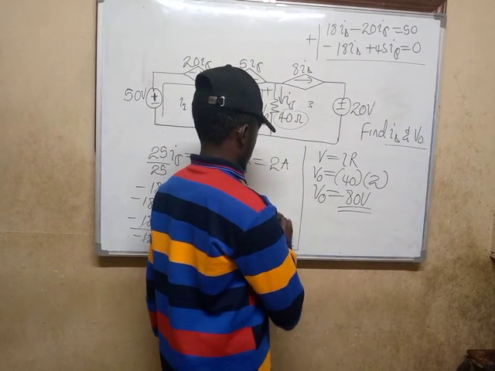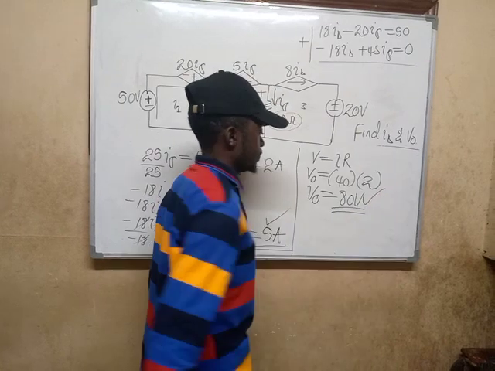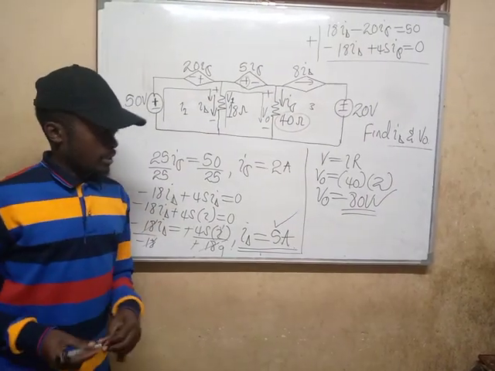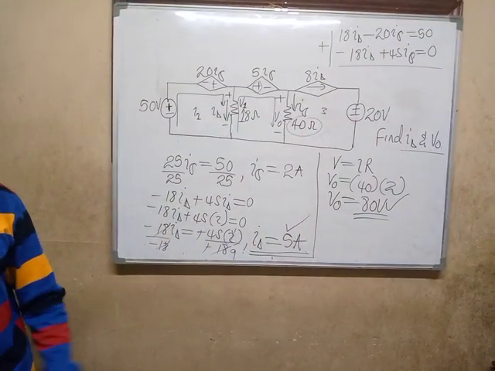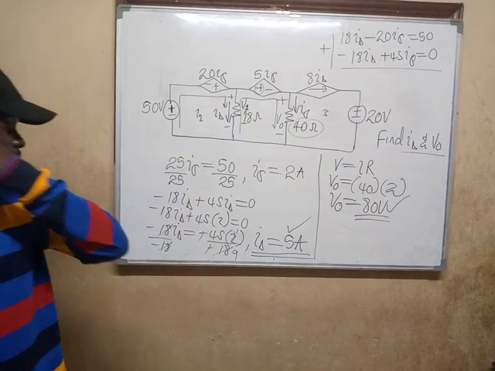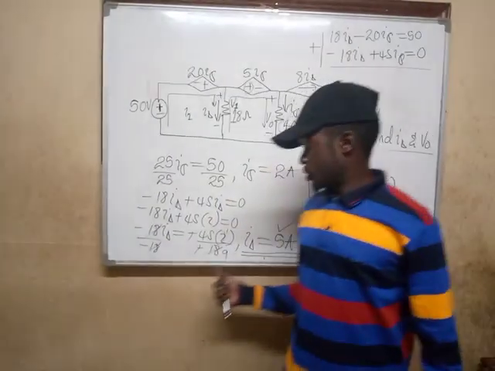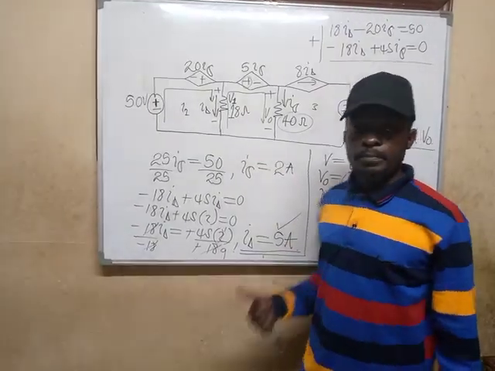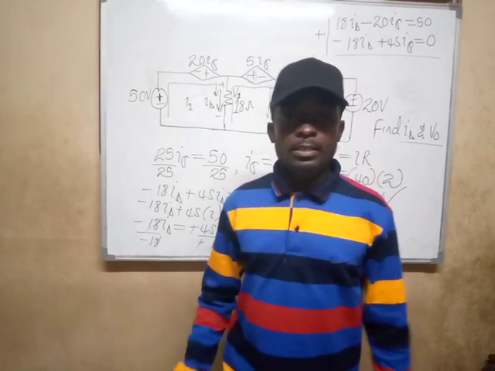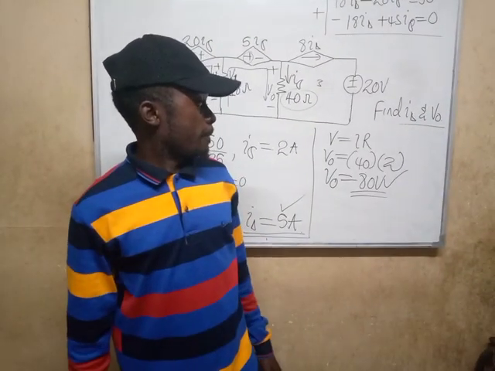So these are the answers to the problem. VO is equal to 80 volts and I delta is equal to 5 amps. These are the answers to our problem.